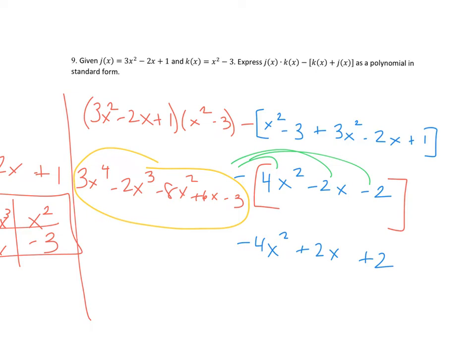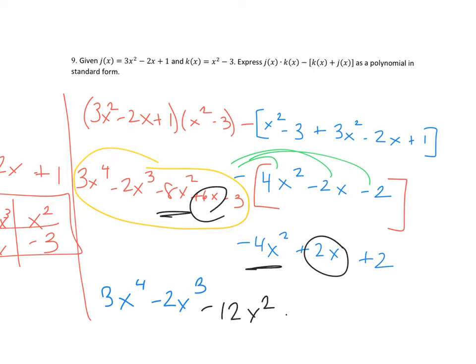So what I can combine, well, remember standard form, so I'm going to put 3x to the fourth first. There's no x cubed on this side, so I'm going to write the negative 2x cubed right next to the 3x to the fourth. But the negative 8x squared, that's here, and the negative 4x squared, that's there, can combine to a negative 12x squared. The 6x and the 2x can combine to an 8x. And then the negative 3 and the 2 can combine to a negative 1. And this is your answer.